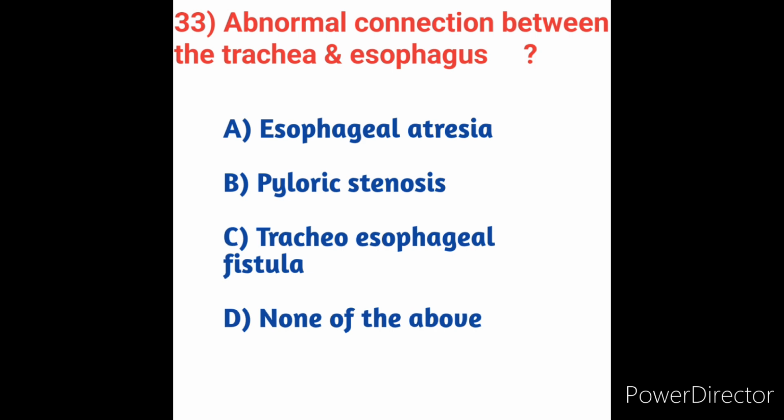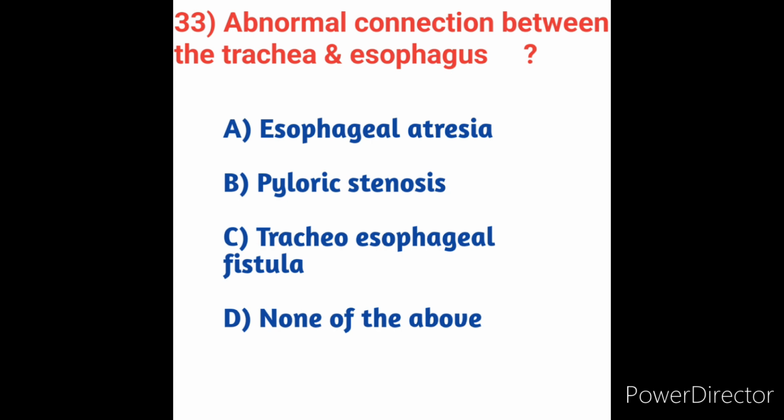Abnormal connection between the trachea and esophagus. So here, the abnormal connection between the trachea and esophagus, from the options we will see here: Option A, esophageal atresia; option B, pyloric stenosis; option C, tracheoesophageal fistula; option D, none of the above.